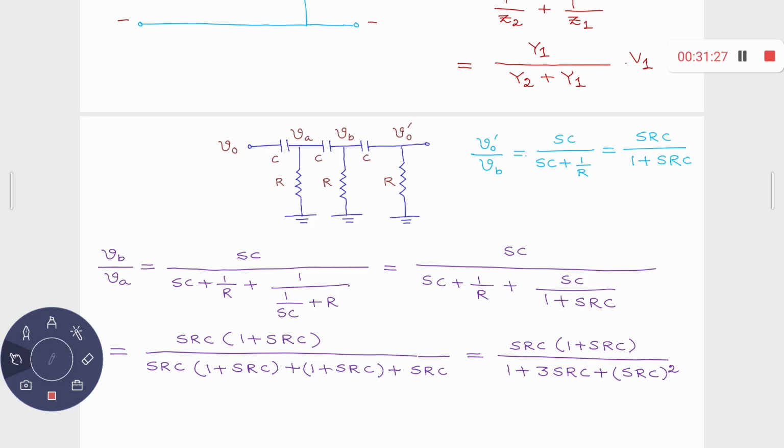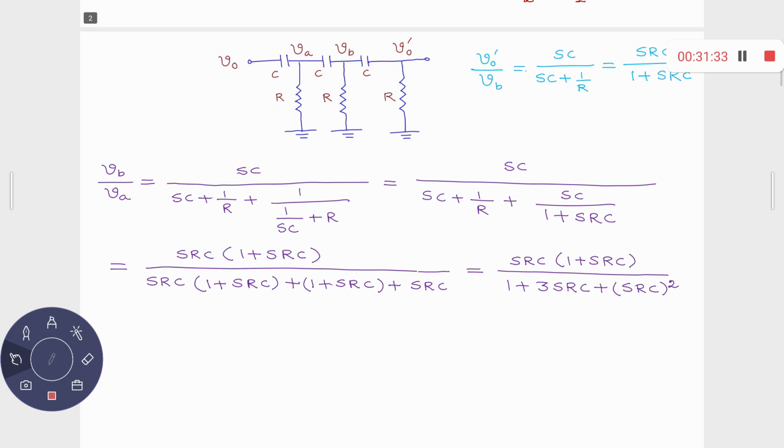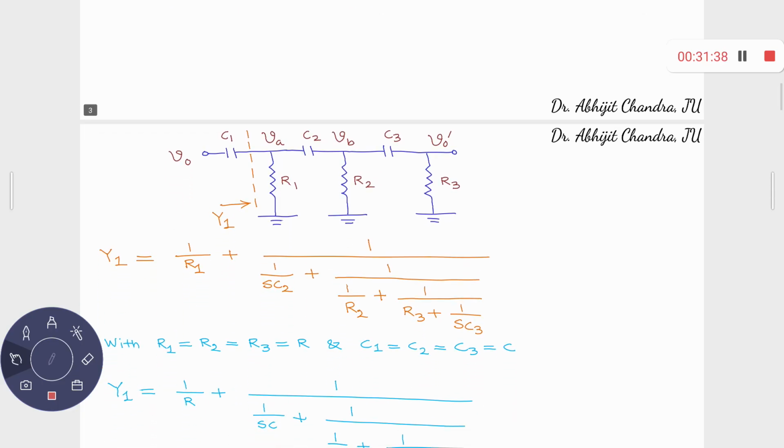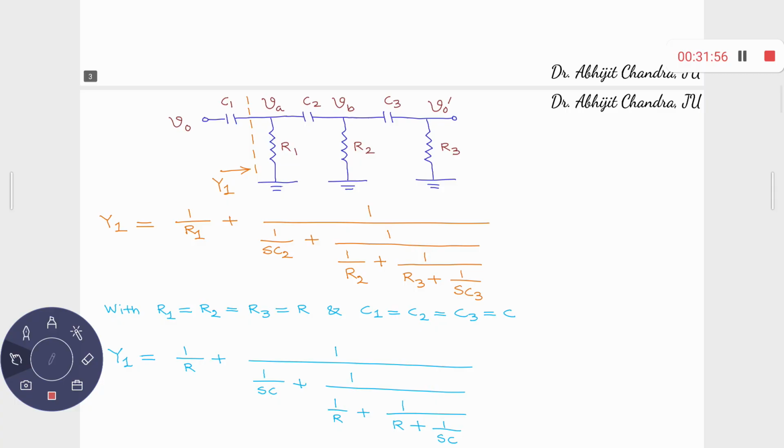Now the final one. That means VA upon V naught. Now this time let's assume that, for better understanding, I have used different names R1, R2, R3. Ultimately R1, R2, R3 are the same, C1, C2, C3 are the same, but to make you understand the thing, I have used this. What is the concept? VA upon V naught. This admittance divided by this admittance plus this whole admittance.